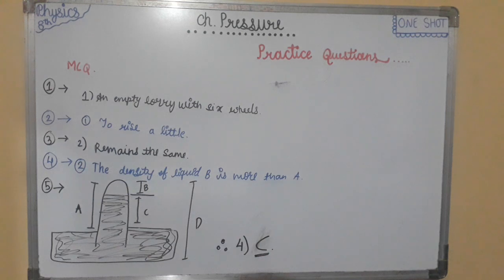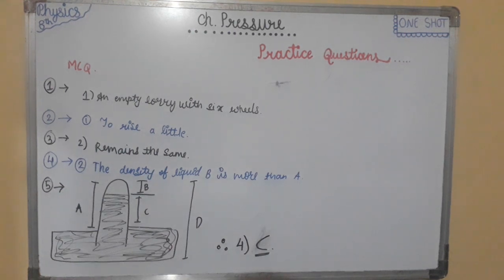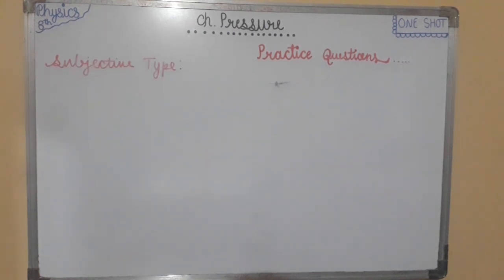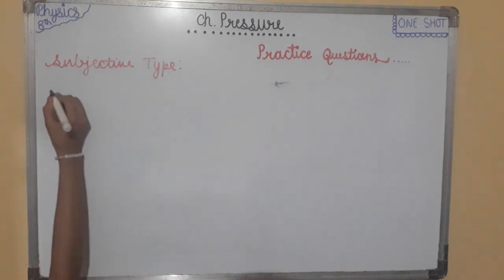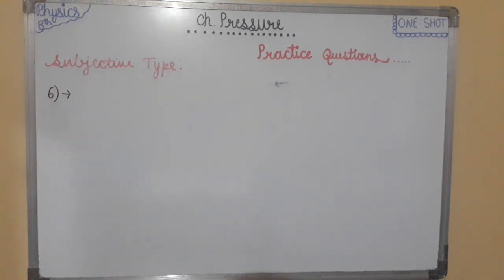Now let's move towards the subjective type questions. So our first subjective type question is: given that both liquid A and liquid B exert the same amount of pressure, what would be the height of column of liquid A if the density of A is twice the density of B and height of the column of liquid B is 10 centimeter?